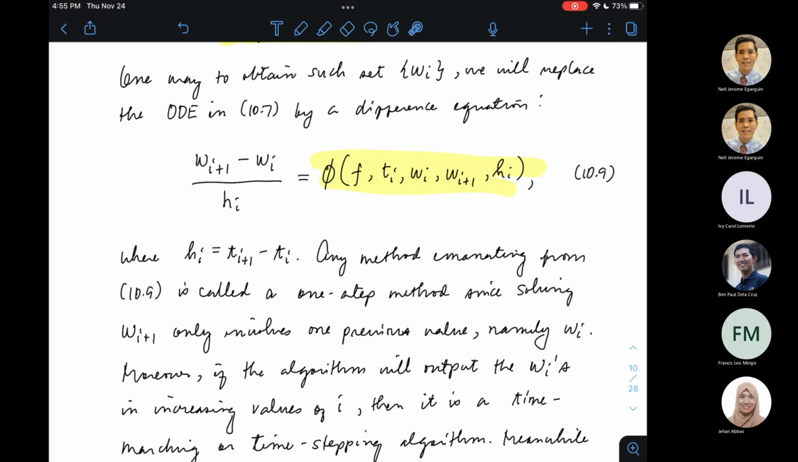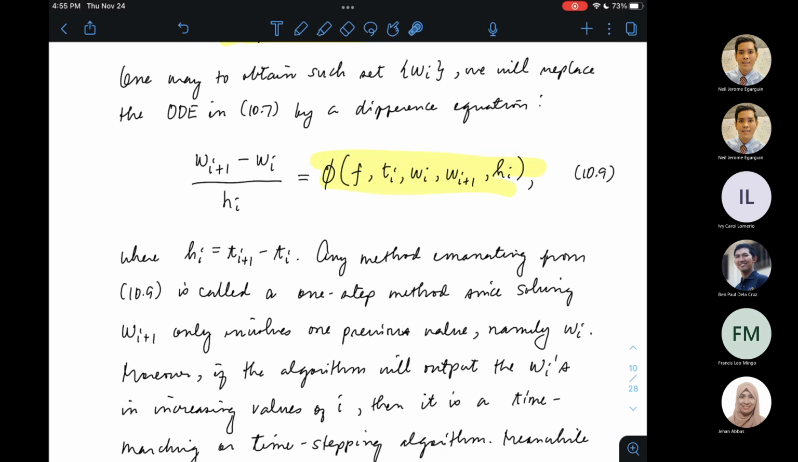Okay. Now, kapag meron tayong isang method, kasi rito sa method na to, all you need to do to find w sub i plus 1 ay mag-multiply ka lang ng h sub i both sides, tapos lahat ng may w sub i plus 1 ilagay mo sa left side, lahat ng may w sub i lamang ilipat mo sa right side, then you'll get an expression for w sub i plus 1. So once you have written equation 10.7 into the form 10.9 via an approximative way, right? So makakakuha ka ng isang method para sa pagsosolve ng ODE.